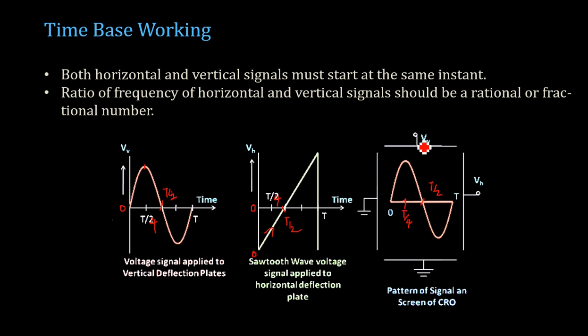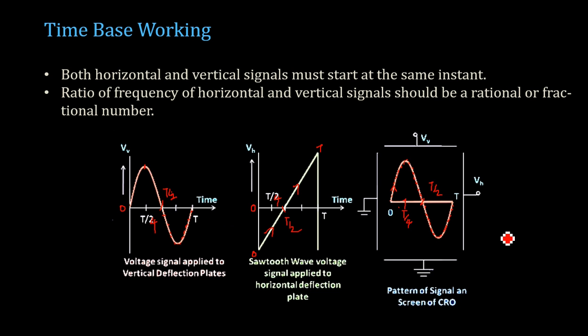So as the voltage applied at the vertical plate varies, your spot will be moving from 0 up to T by 4 and then T by 2, which reaches here, and then again the sawtooth wave is progressing from T by 4 to T. So your voltage wave also is progressing from T by 4 to T. So here signal recreation also is being done from T by 4 to T.